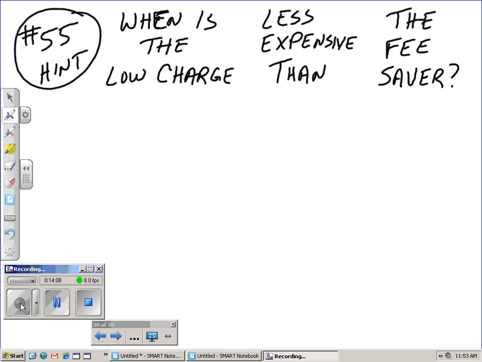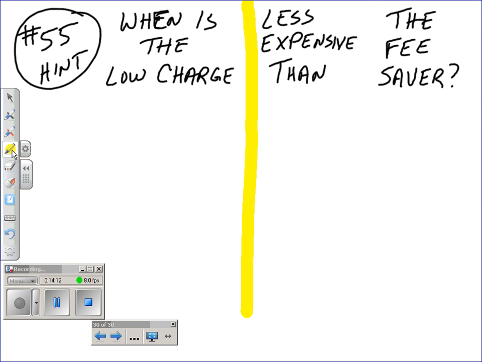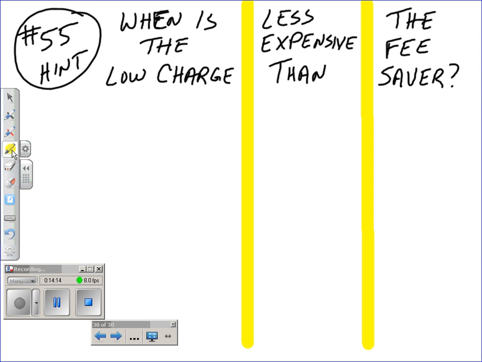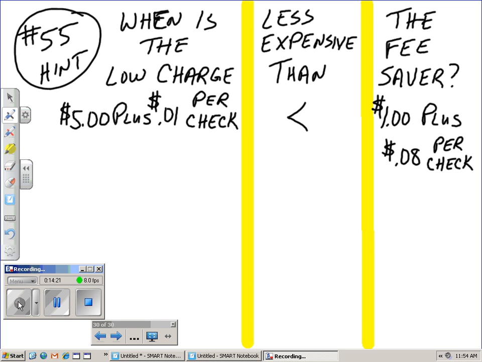All right, here's a quick little hint on how to do your number 55 word problem. I'm just going to kind of break up our question into 3 parts. So you're asking yourself, when is the low charge less expensive than the fee saver charge? Well, translating that, the low charge is $5 plus a penny per check, and it needs to be less than the fee saver, which is $1 plus 8 cents per check. So you could say it's 5 plus 0.01, that's a penny, times the number of checks written, which we'll call x. So look at that and see if you can take it from there.